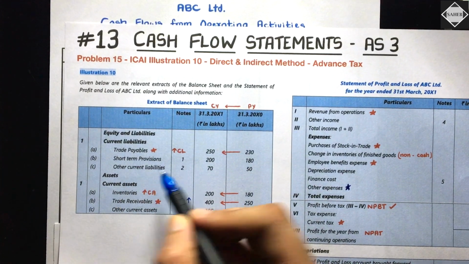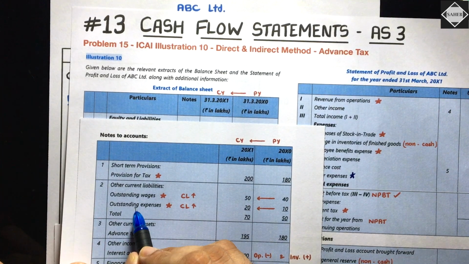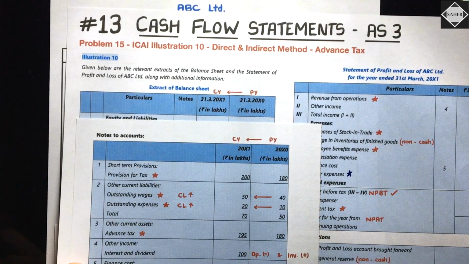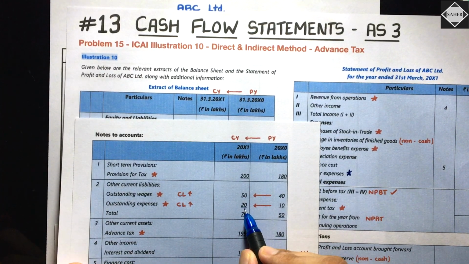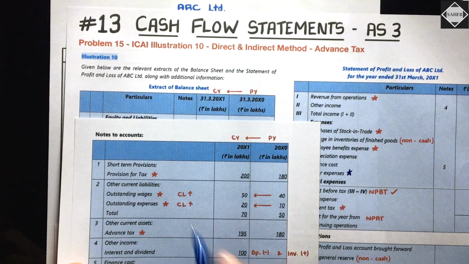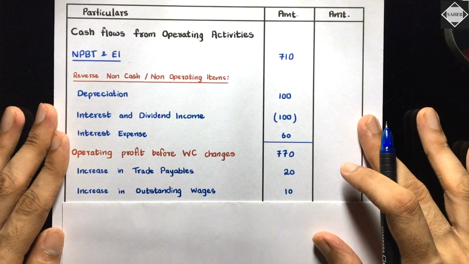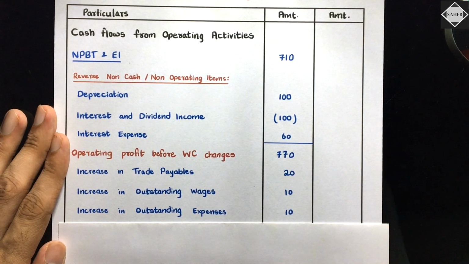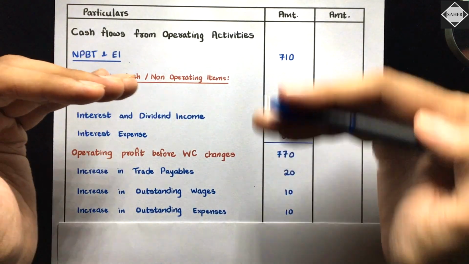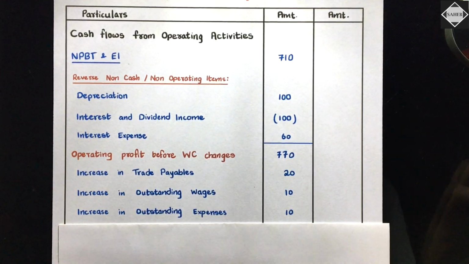Then we have other current liabilities. Note number 2. In note number 2, we have outstanding wages and outstanding expenses. Both are current liabilities. What is happening to both of them? From 40 it has become 50, and here from 10 it has become 20. Both are increasing, so increase in outstanding wages and increase in outstanding expenses will both be added. Current liabilities increasing means positive impact on cash, so you have to add that. Is it clear? Simple and straightforward. After this, all current liabilities are over.